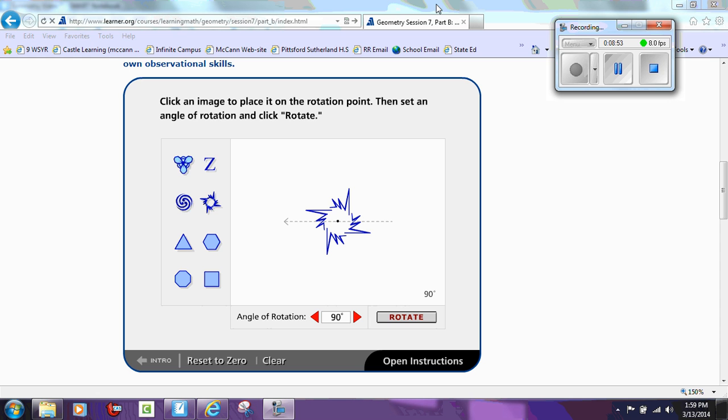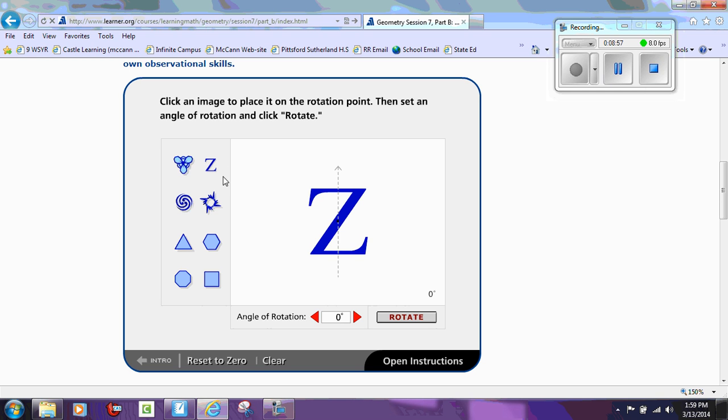Alright, the last idea that I'm going to bring up in order to wrap up this video is the letter Z. And I want to check and see again what its rotation symmetry really is, or what its angle of rotation is. So again, I'm going to start with 90 degrees and see what happens.